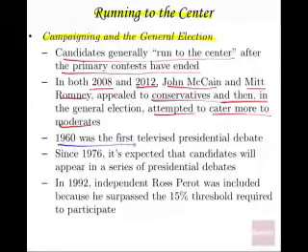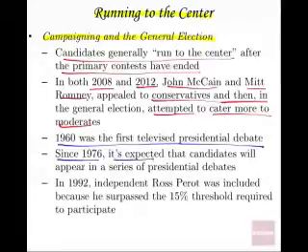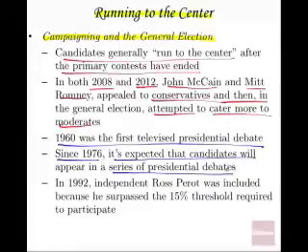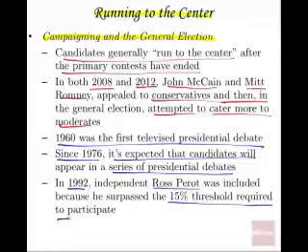Well, 1960 was the first televised presidential debate. And again, ever since 1976, it's expected that candidates will appear in a series of presidential debates, of which in 1992, independent Ross Perot was included because he surpassed the 15% threshold required to participate. So again, in our election system, you're not required per se to debate, but it would go against precedent not to debate.